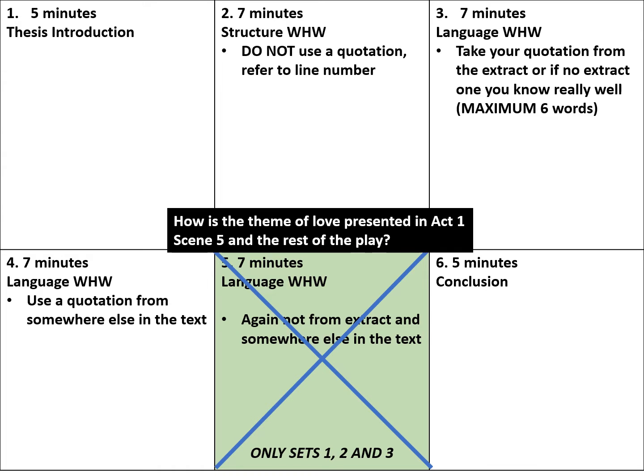Well, I've put my question in the middle of the screen. How is the theme of love presented in Act 1, Scene 5 and the rest of the play? This is not your exam question, it is just an example.